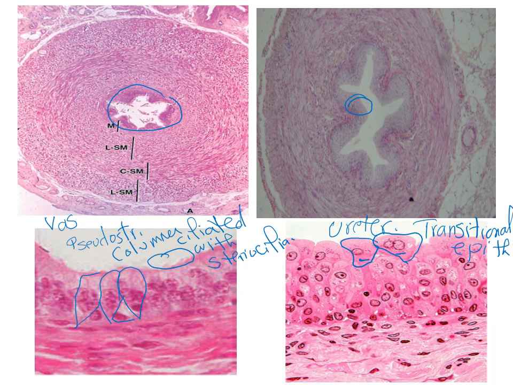The muscle layer in both structures is inner and outer longitudinal and middle circular, but the main difference is the thickness. The thickness of the muscle in the vas deferens is much larger relative to the lumen, whereas the thickness of the wall in the ureter is much thinner than the vas deferens.